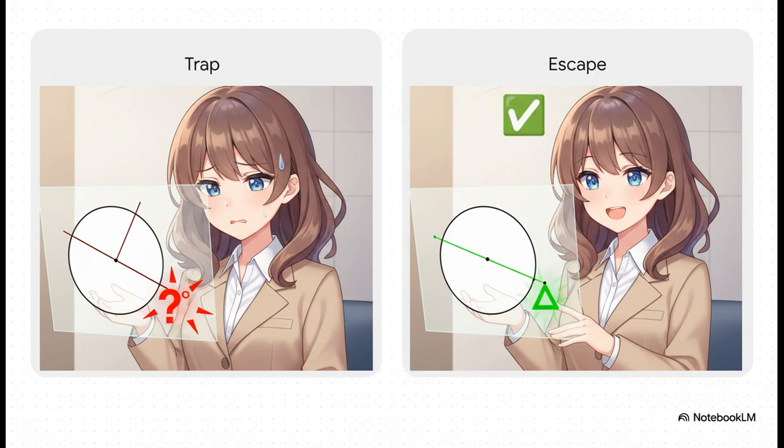First trap. Just assuming any line that hits a radius is 90 degrees. No way. The escape. You have to confirm the line is a tangent first. Only tangents get that special 90-degree treatment. The second trap is mixing up your theorems, like using a rule for chords when you're dealing with tangents. The escape for this one is simple. Just pause and ask yourself, what am I actually looking at right now? And then pick the right tool for that specific job.